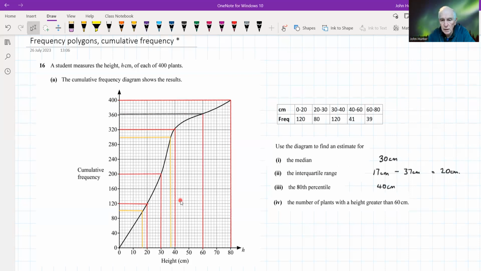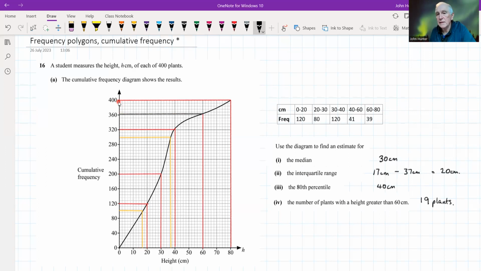And then the last bit is it says the number of plants with a height greater than 60 centimeters. Again, it corresponds to one of our blocks, as it turns out. So if we do the reverse thing, 60 centimeters will take us up to here. That's 361. So all this number here are plants that are going to have a height of greater than 60 centimeters. So if that's 361, I would say that's 19 plants. Again, stress these are estimates.